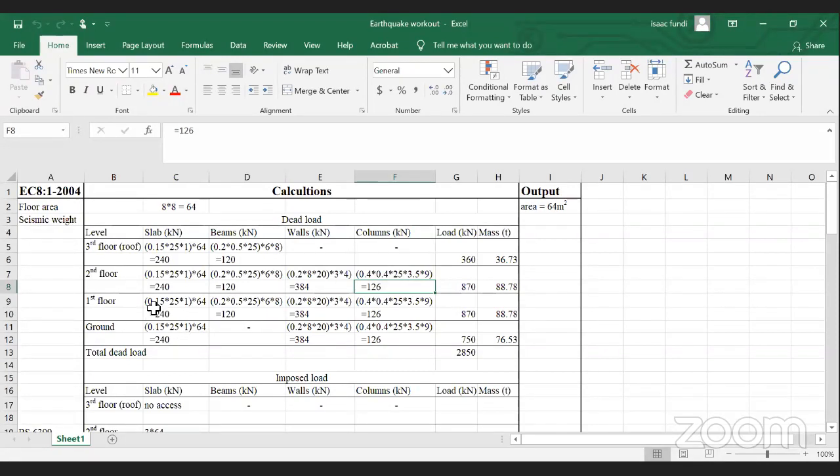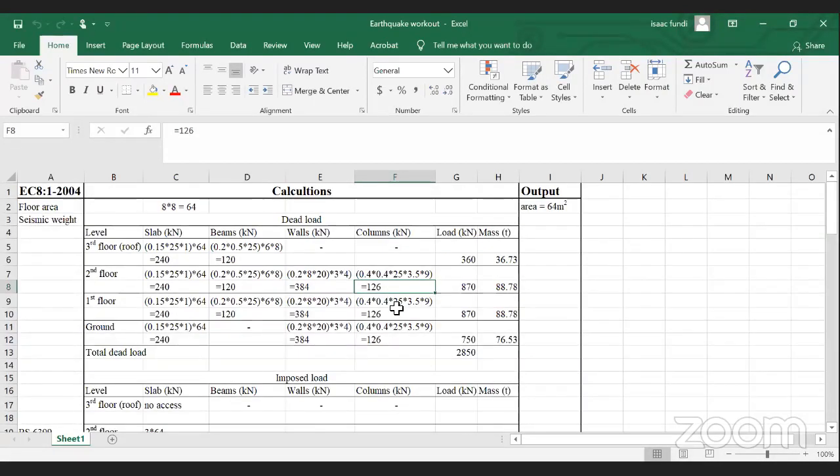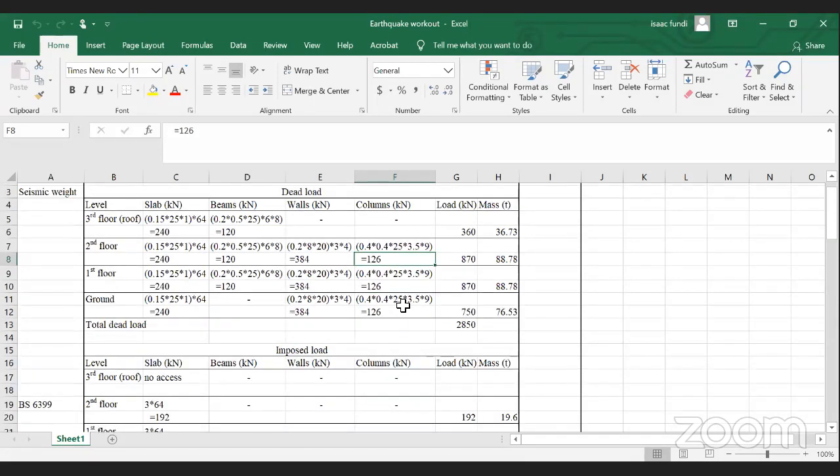First floor, again, repeats the same as the second floor, and that gives us 88. Finally, on the ground floor, I made an assumption that the ground floor has the same thickness. There are no beams in the ground floor. We have walls just as above. We have columns, again just as above, giving us a total of 750, and then a total dead load of about 2850 kilonewton.